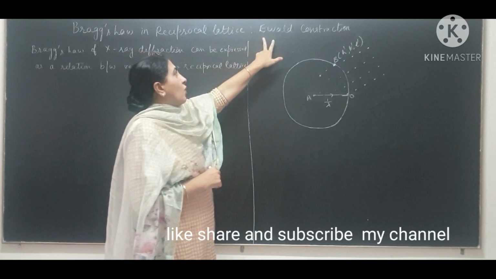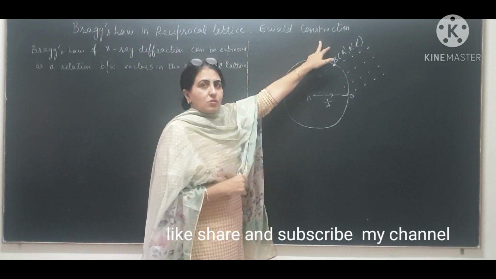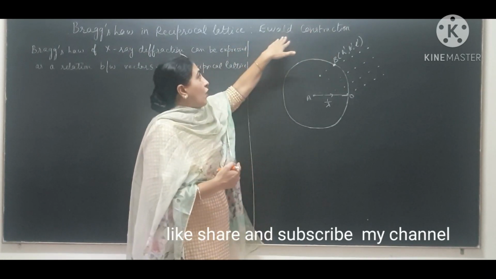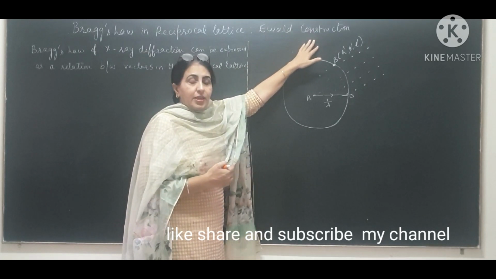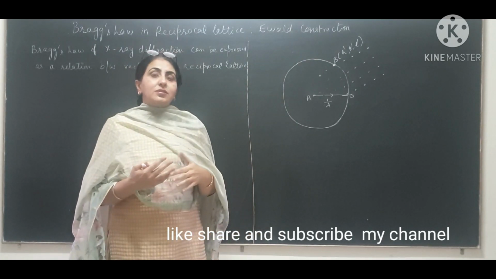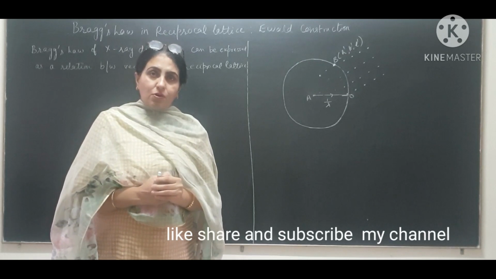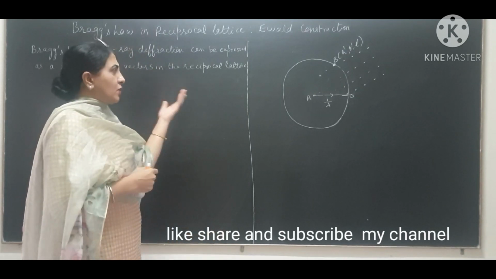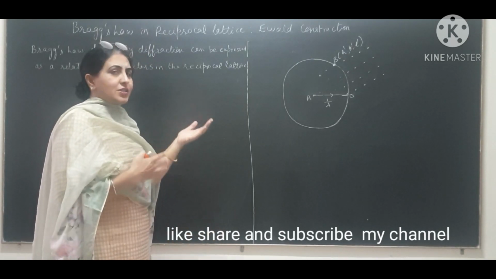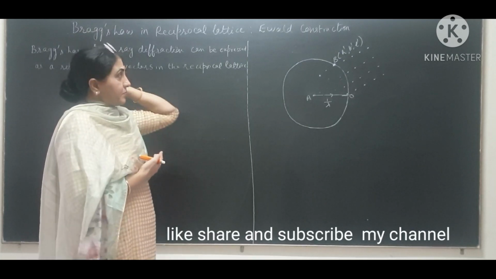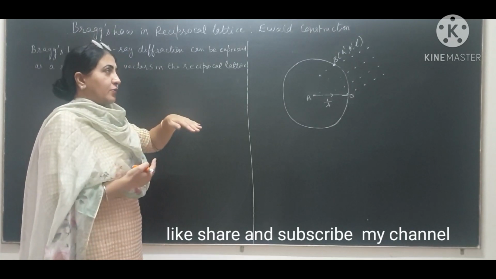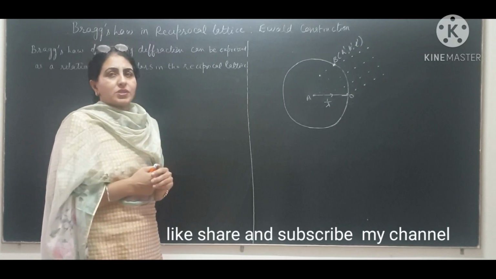this is also called Ewald construction. This is also another name, Ewald construction. Clear? And also called vector form of Bragg's law. Clear? And also we call it Ewald sphere. Clear? In this we draw a circle, that is also called the Ewald sphere.